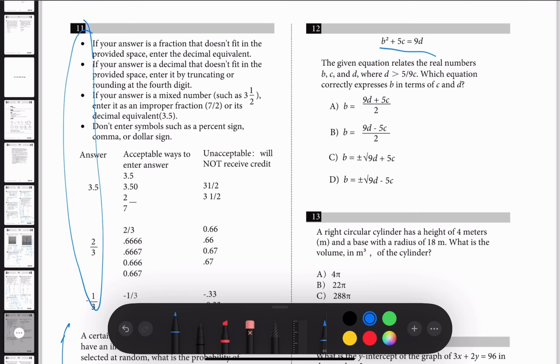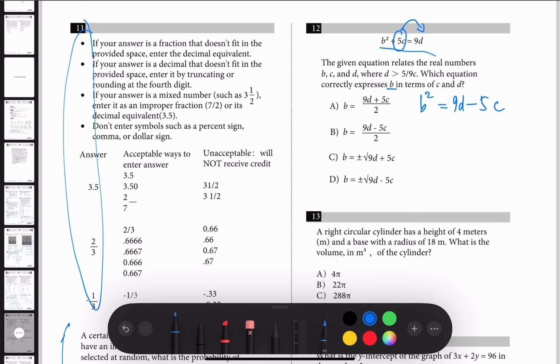It tells you that you have to express b in terms of c and d. So you have to isolate b on one side and the other side will only contain c and d. We will do it step by step. You go ahead and move 5c over to the right side. That gives you b square equal to 9d minus 5c, and you have to get rid of the square.